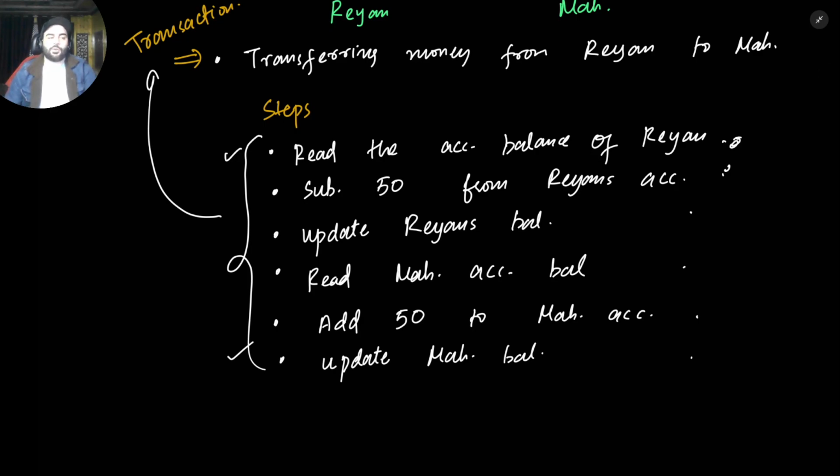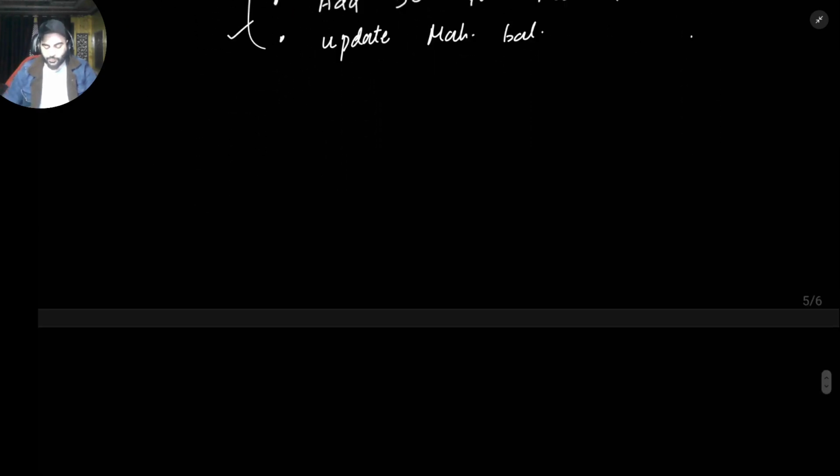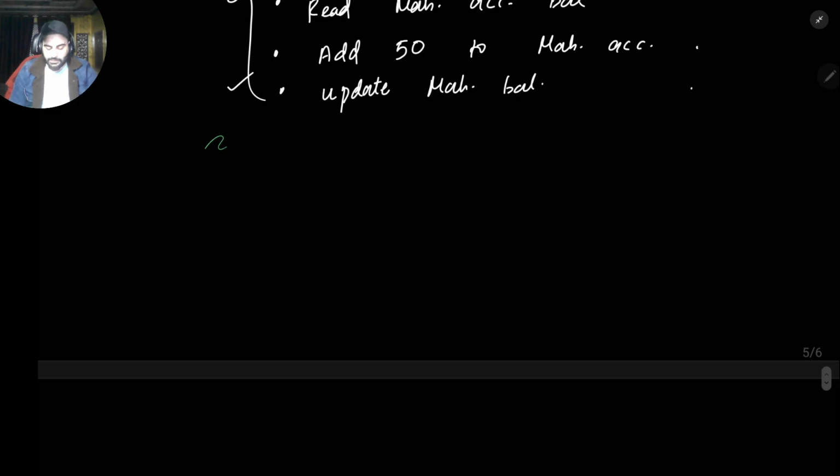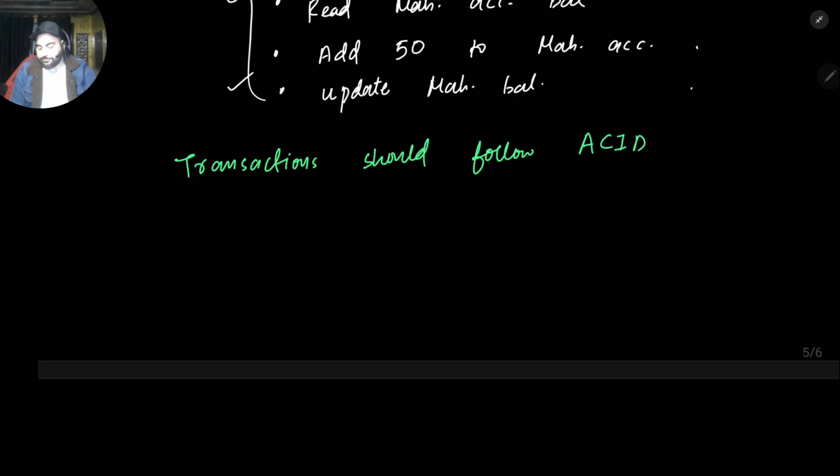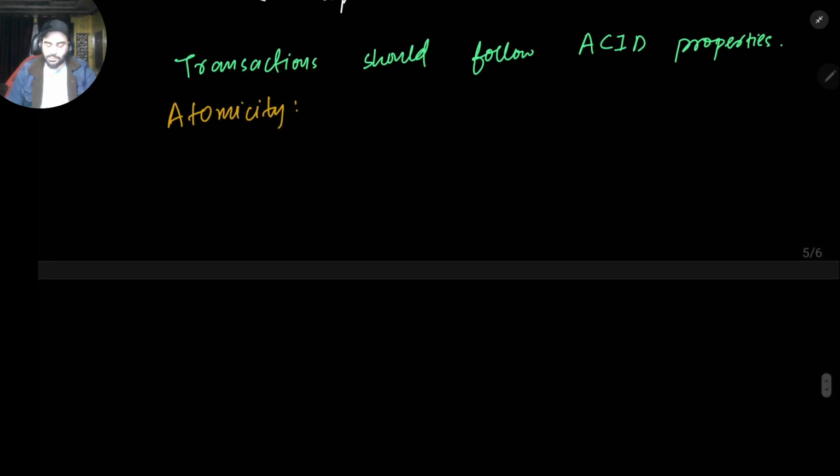A transaction should follow what are called ACID properties. So we'll see what these ACID properties are. I'll say these transactions should follow ACID properties. Okay, they should follow these ACID properties. So what is this ACID? The first thing is atomicity. So what is this atomicity?